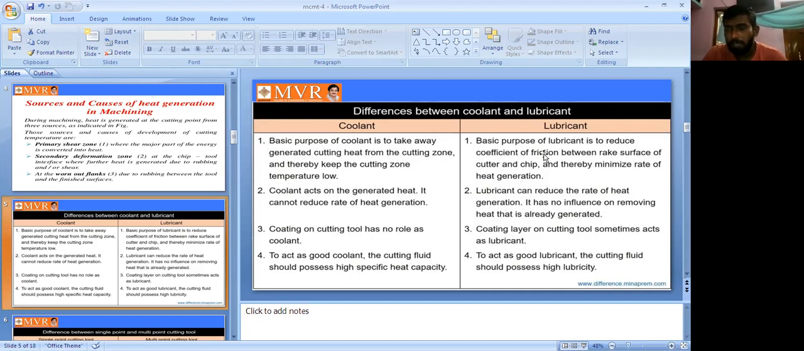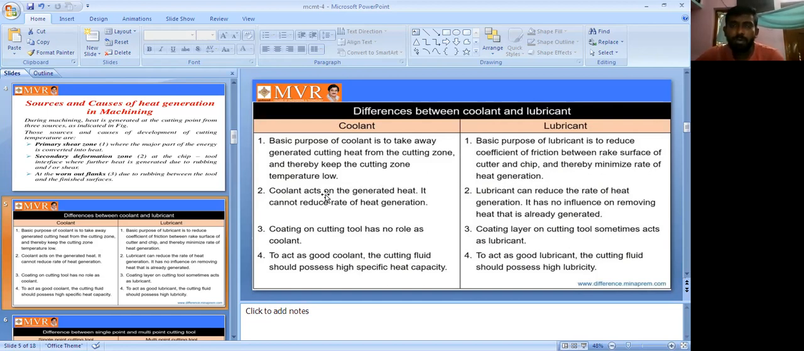Next, the basic purpose of lubricant is to reduce the coefficient of friction between the rake surface of the cutter and the chip. Friction will be reducing between the rake surface of the cutter and the chip, and thereby minimize the rate of heat generation. So the heat generated will be reduced here.